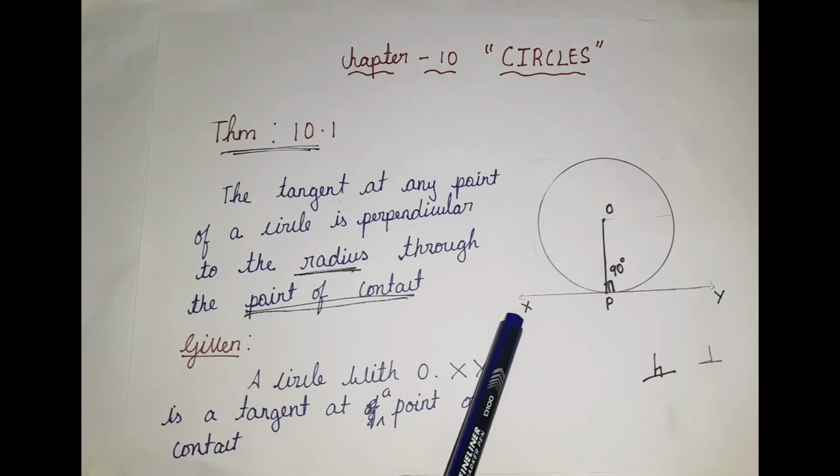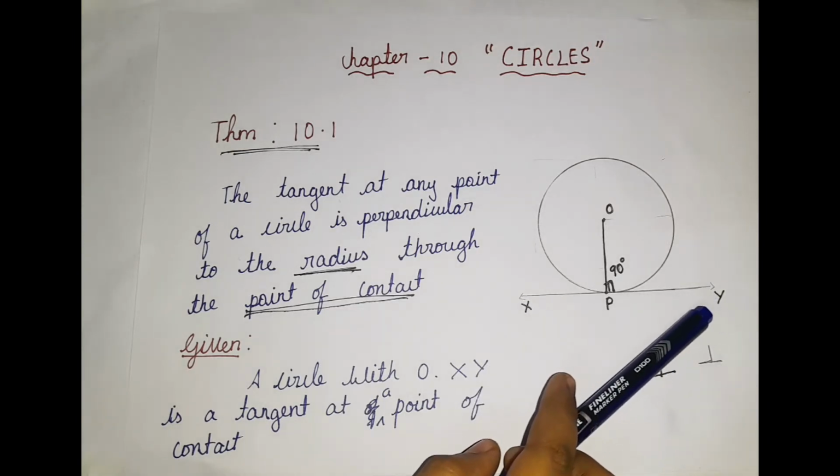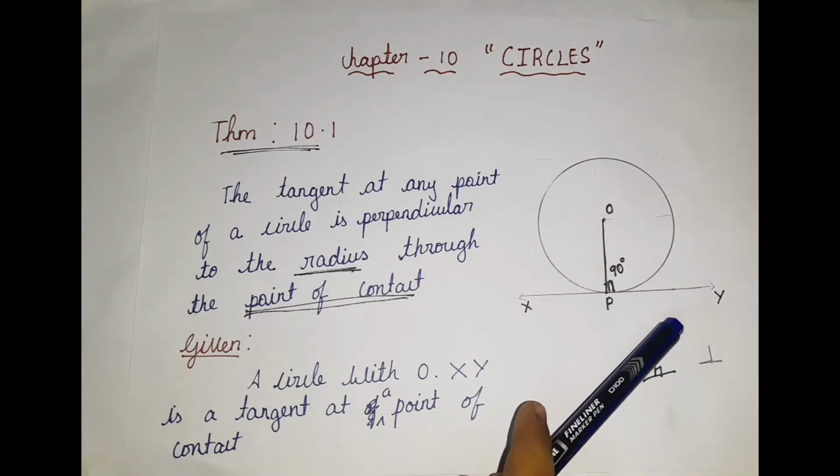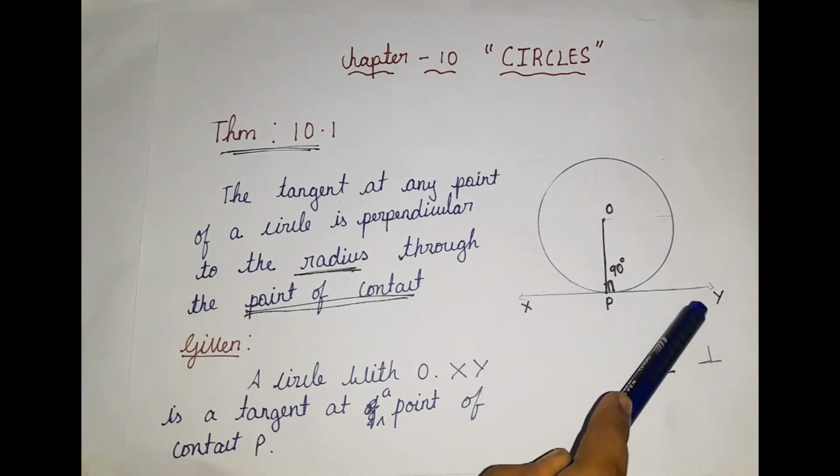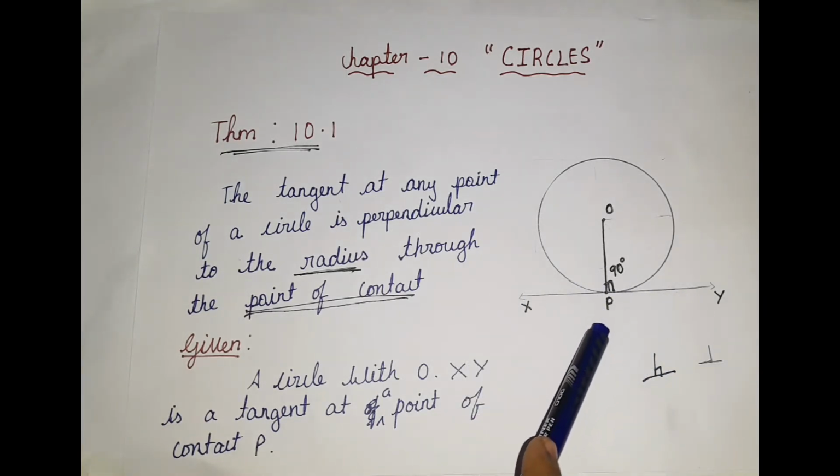There is a tangent, that is XY, at a point of contact P. P is really important here. So this tangent is at a point of contact. This is that point, that is contact. This XY is lying at the point of contact, just lying in this contact place.